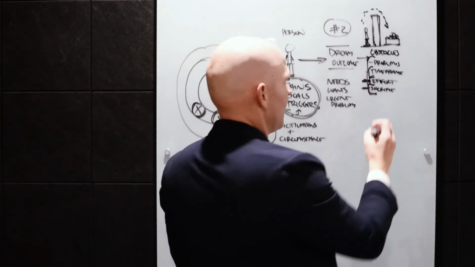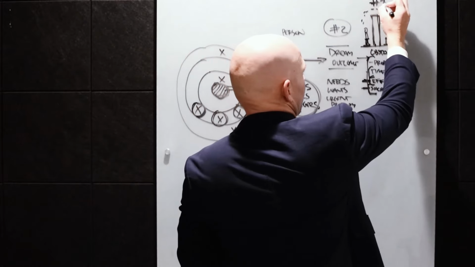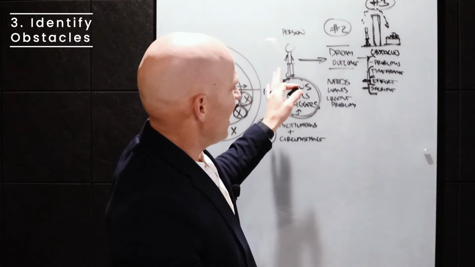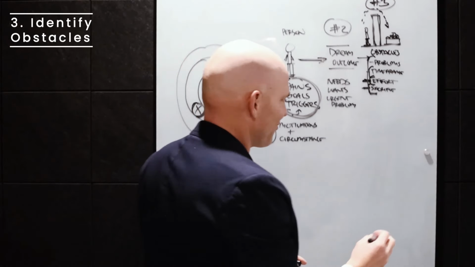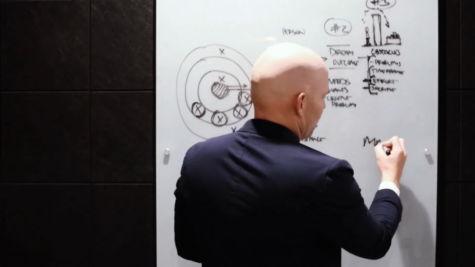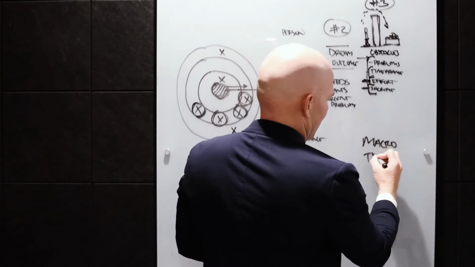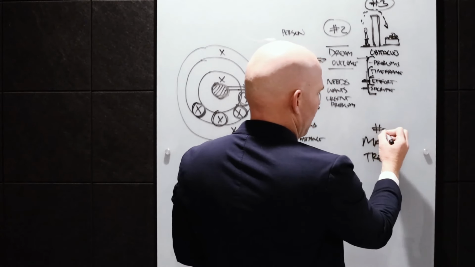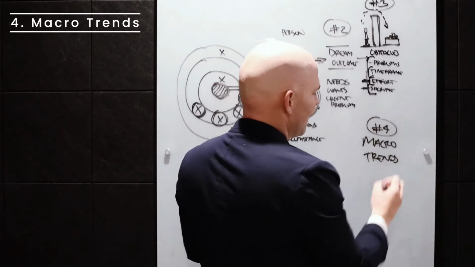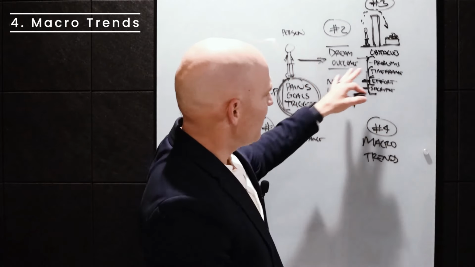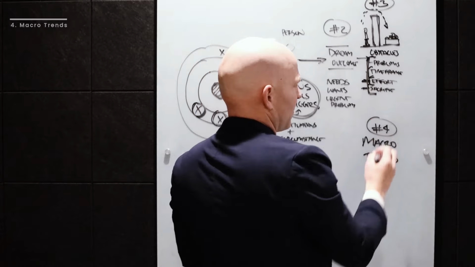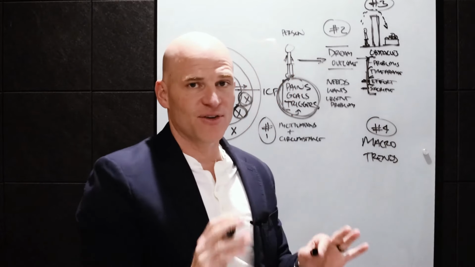All right, so this is number 3. Super important. Now, it would be great if we could just stop here at number 3, but guess what? There's these macro trends that happen, and this is number 4, that get in the way above and beyond these obstacles. So these obstacles are more related to the ideal customer profile. Oftentimes they're in their control.